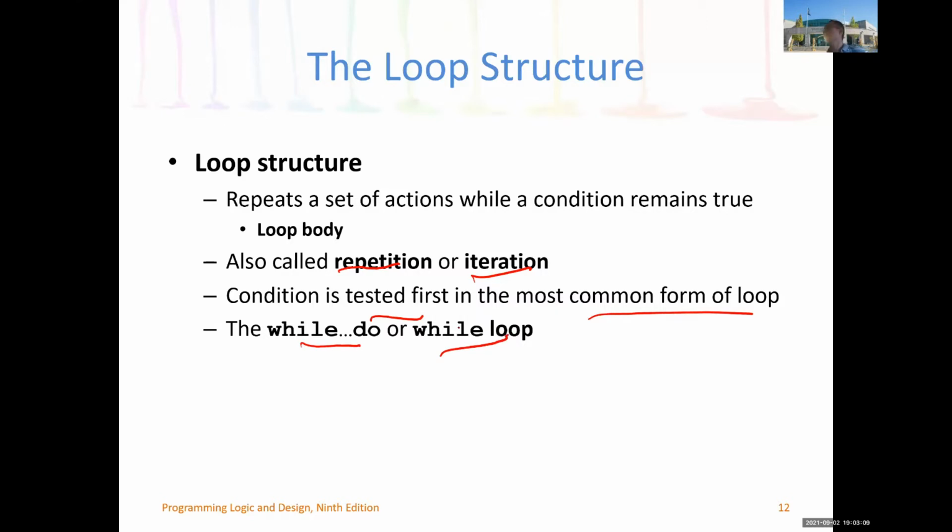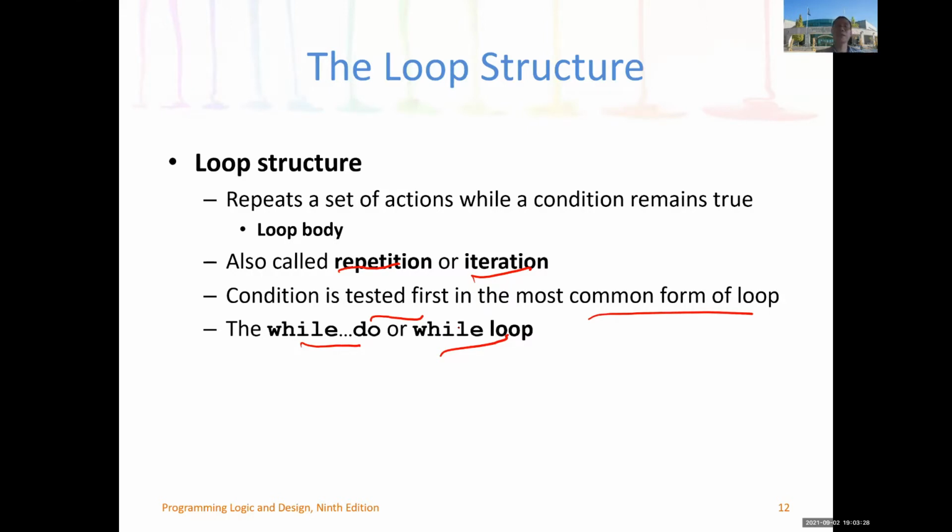So normally for the loop, you have two types. The first one is pre-check. That means you have to check the condition first. If the condition is correct, keep doing it. The second one is the post-check.